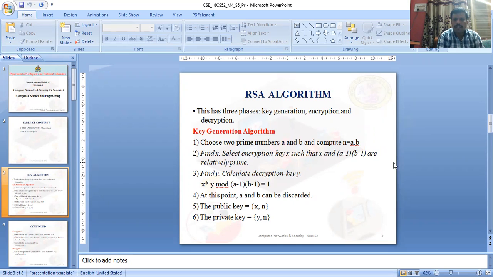So it is a minus 1 multiplied with b minus 1, and they select x relatively prime to it. Then find y and calculate the decryption key y with the equation x times y mod (a minus 1)(b minus 1) is equal to 1. At this point a and b are discarded. The pair of keys is the public key x comma n, and the private key y comma n.